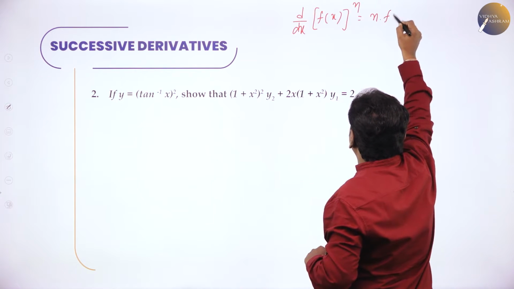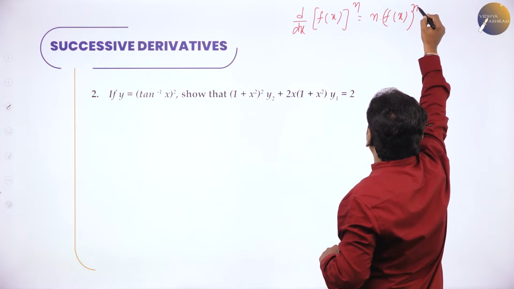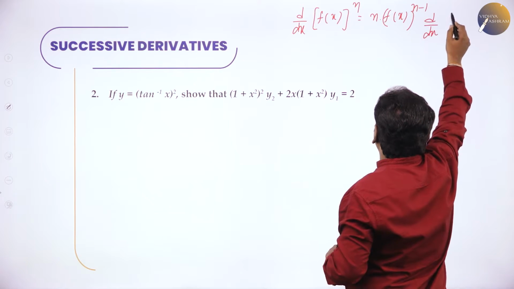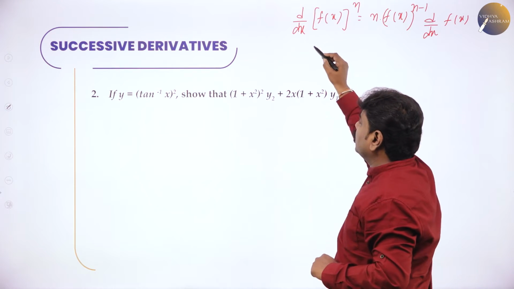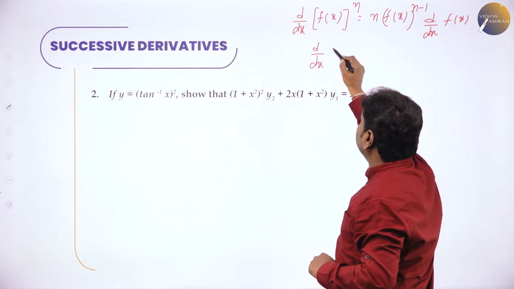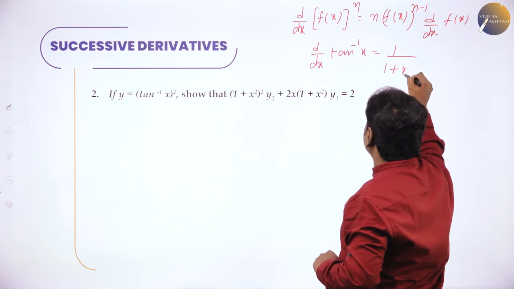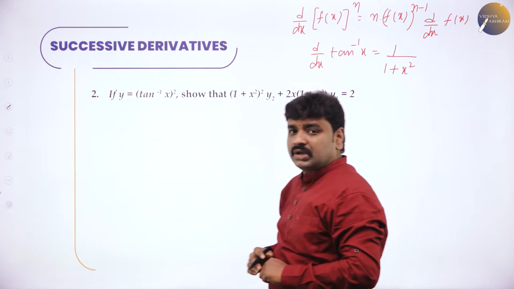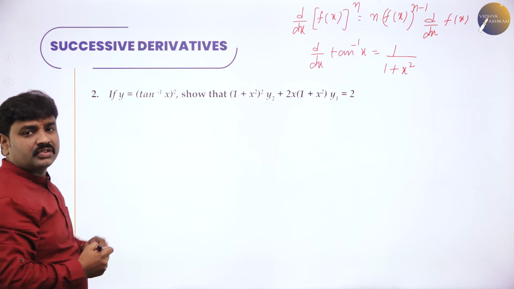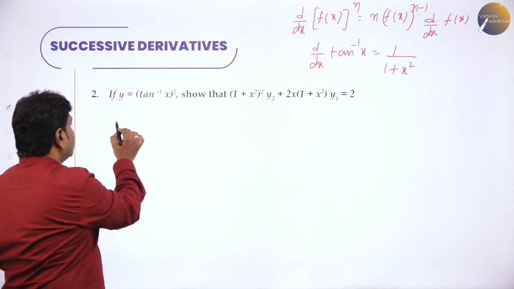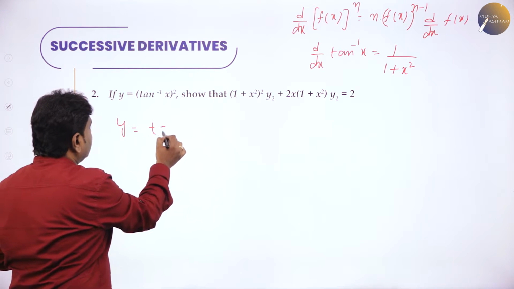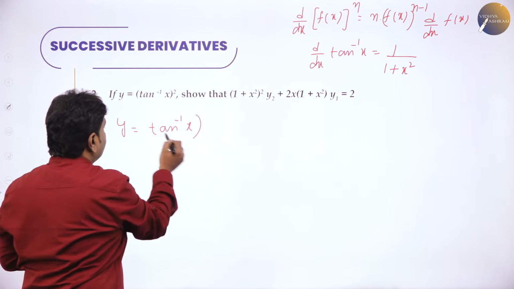n into f of x power n minus 1 into d by dx of the internal function. And also you should know another important formula, the derivative of tan inverse x. What is the derivative of tan inverse x? 1 divided by 1 plus x square. Now, what is given, my dear students? They have given y. So take y is equal to tan inverse x the whole square.